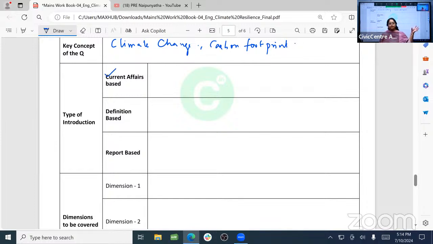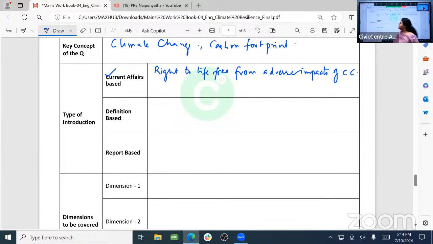Now the article that we were reading is also current affairs. The article was mentioning the right to live free from adverse impacts of climate change. So you can mention that recently the Supreme Court judgment in the case of Ranjit Singh versus Union of India has given us the right to life free from adverse impact of climate change under Article 14 and Article 21.